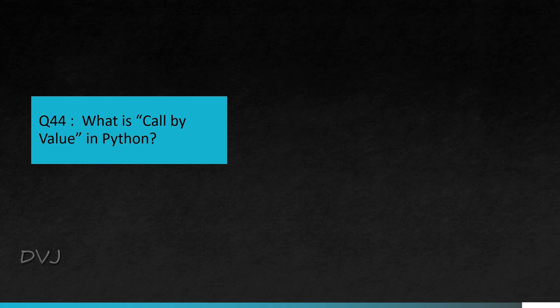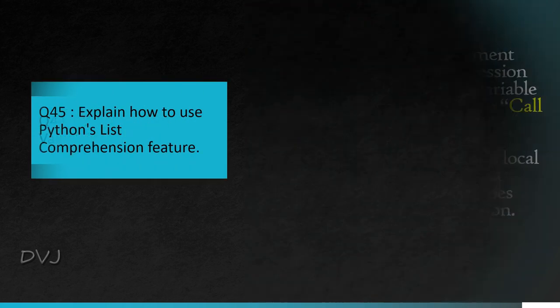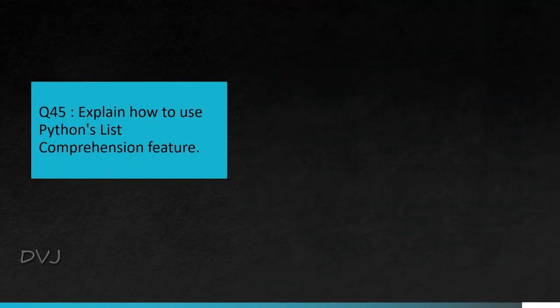Question number 44. What is call by value in Python? In Python, when the argument, whether a value or an expression, gets bound to a respective variable in the function, it is said to be call by value. Python treats that variable as local, and any changes made to that variable remain local and do not reflect outside the function.